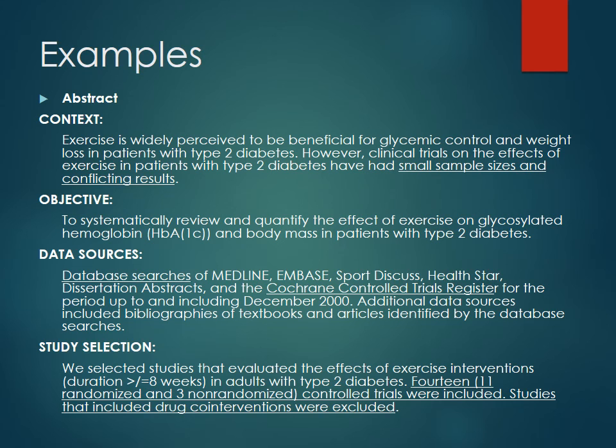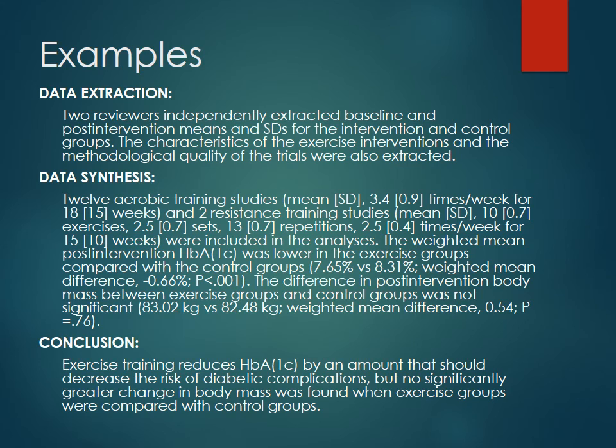So they have to be explicit about what they're including and excluding. We want to get rid of all the effects of drugs that might be having an impact and just look at exercise. And then they do the data extraction. You'll notice here they had 2 reviewers independently extract baseline and post-intervention means. So then at that point, what do you have to worry about?